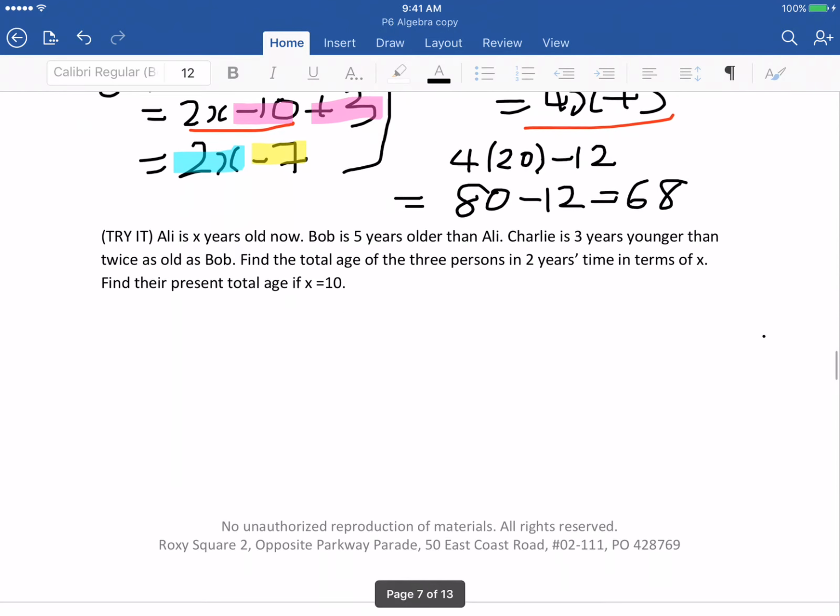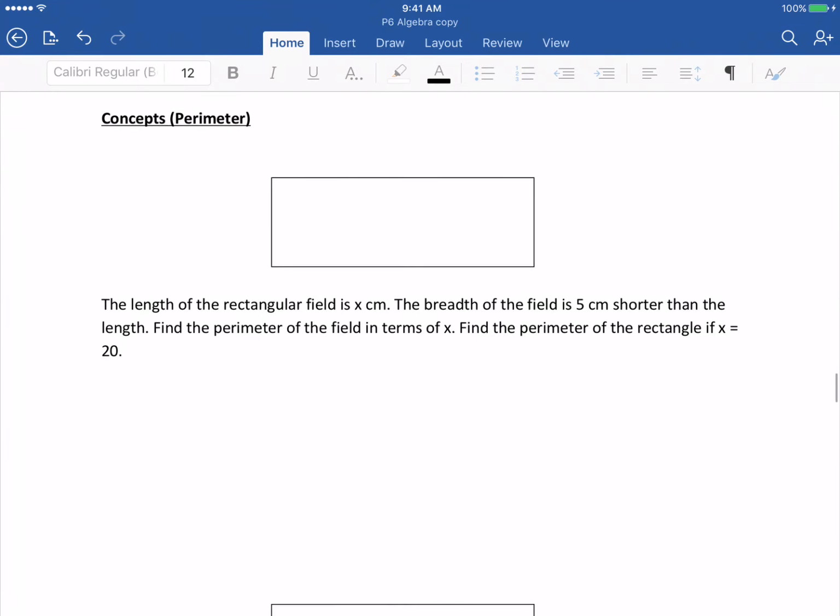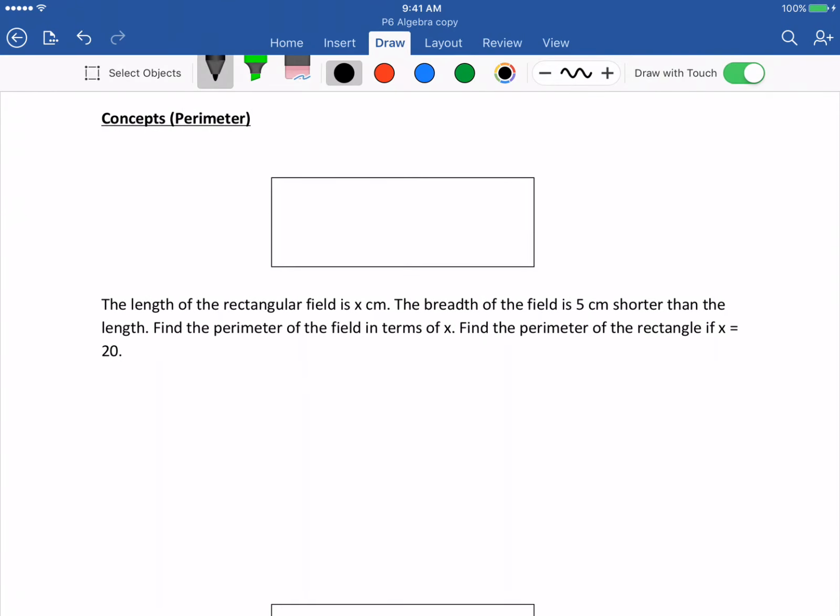So actually, I wrote a question for you. Pause the video and go and attempt this yourself. Okay, next page. We'll do a little bit of perimeter in terms of algebra as well. Let's read the question.